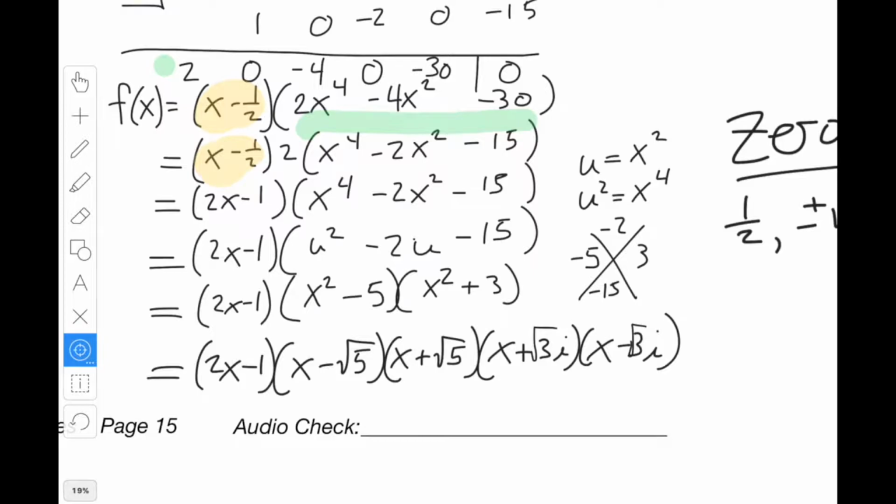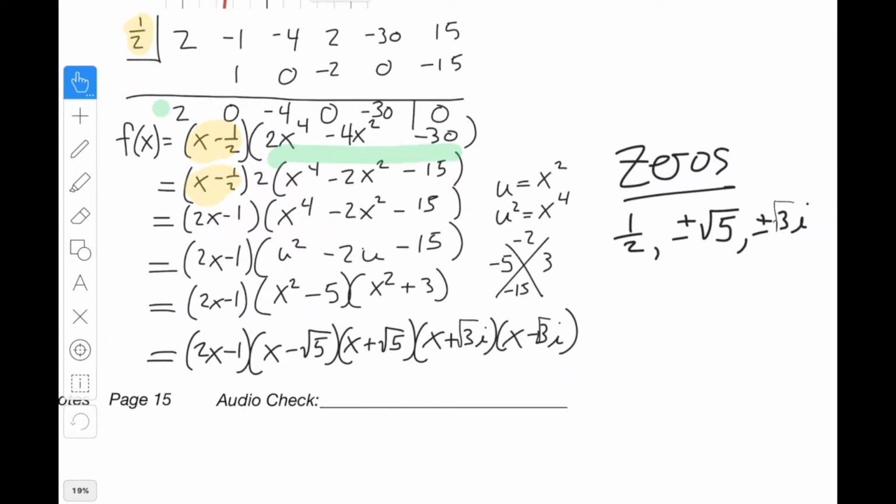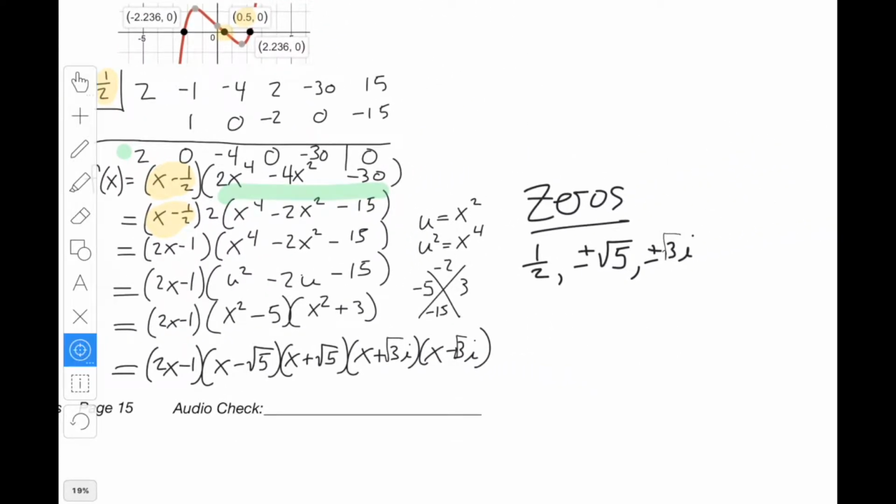Anyway, here is the polynomial in factored form. Notice only 3 of them are real numbers, so that's why we only get 3 x-intercepts in the graph. The other 2 are imaginary. And here are the zeros: 1/2, plus or minus square root of 5, and plus or minus square root of 3i.